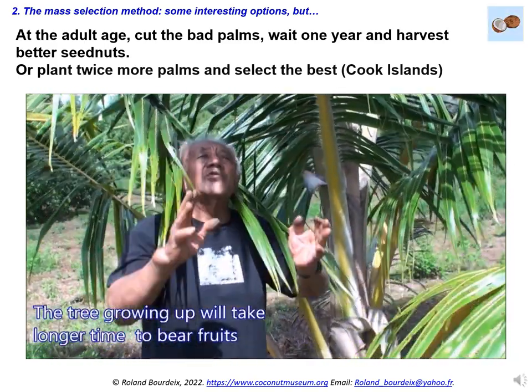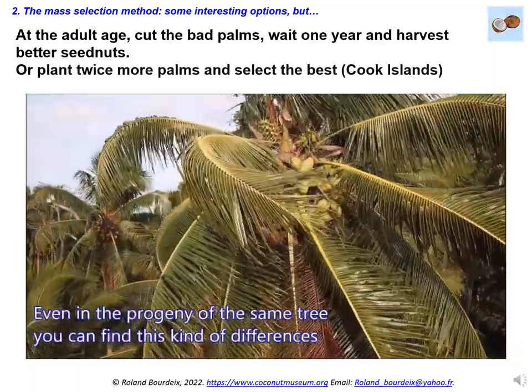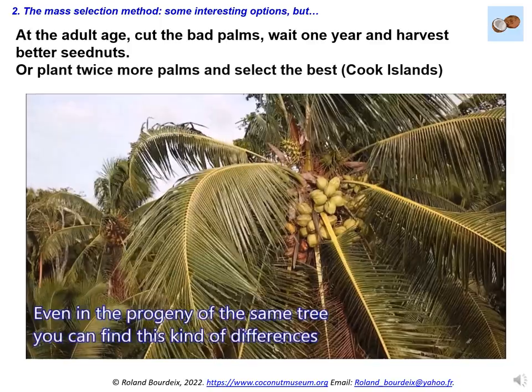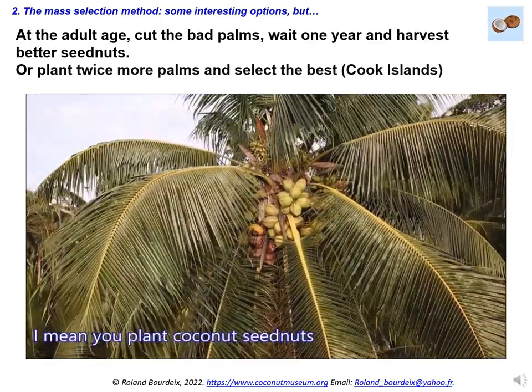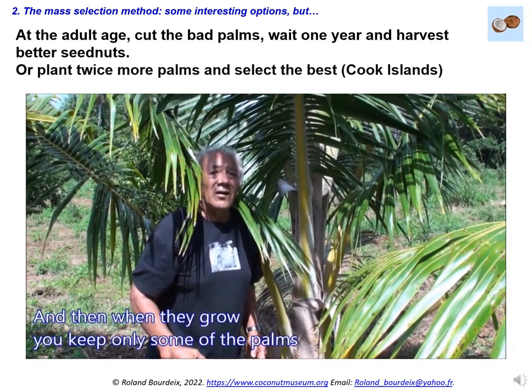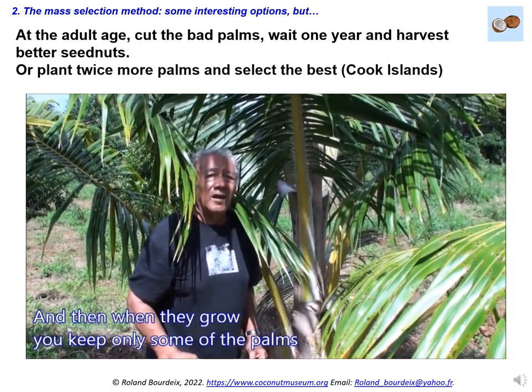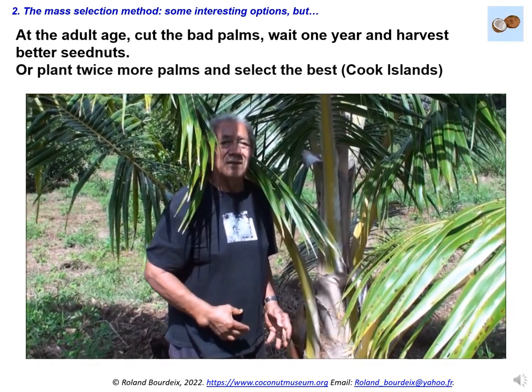Be careful, however, that after cutting the bad trees, you have to wait a year to harvest seeds that result from crosses between only the good trees. On Cook Island, I had the chance to talk with a very wise old planter who taught me how, from the start, he planted twice as many coconut trees as needed. Then, he had a special way of detecting the coconut trees that will become good, and the coconut trees that will remain low producers. He quickly cut down the low-yielding coconut trees, leaving only the good ones.